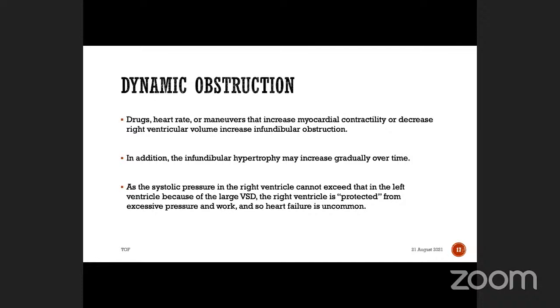In addition, infundibular hypertrophy may increase gradually over time because of the stenosis, which causes hypertrophy of the infundibular muscle. As the systolic pressure in the right ventricle cannot exceed the left ventricular pressure because of the large VSD, the right ventricle is protected. So it's like an auto band. They are banded from excessive pressure and work. So heart failure is really uncommon. So if a tetralogy comes with heart failure, then they most likely do not have severe RVOT obstruction.